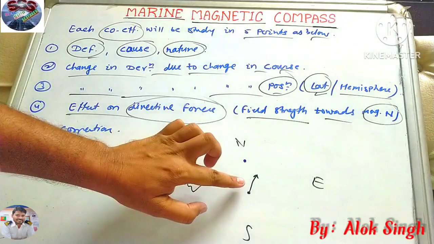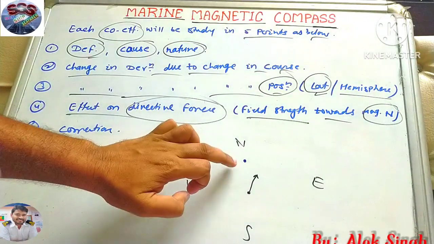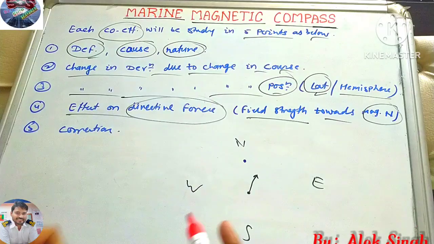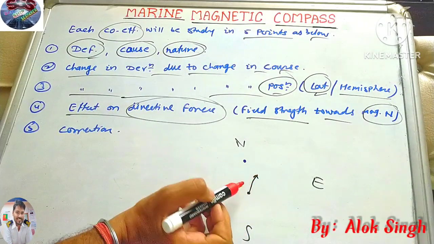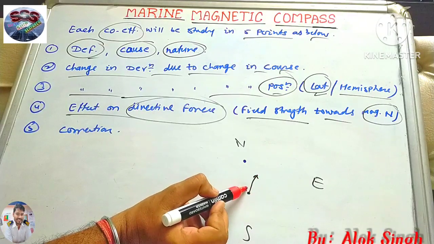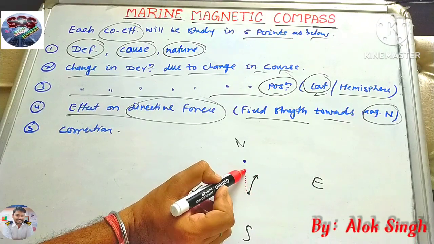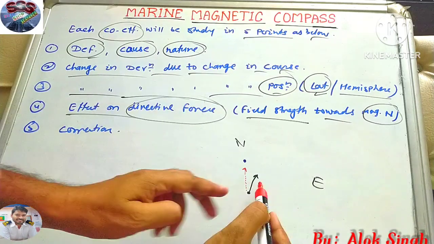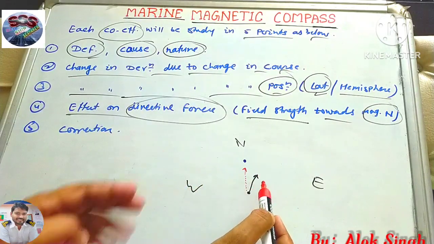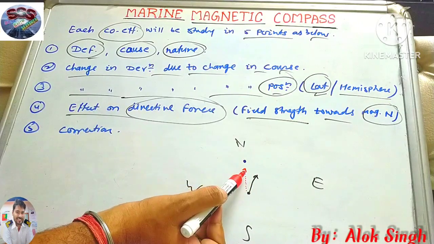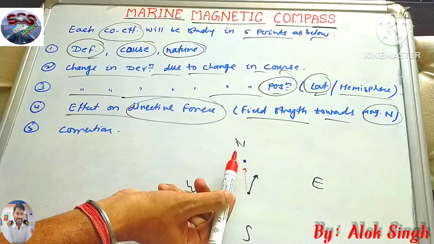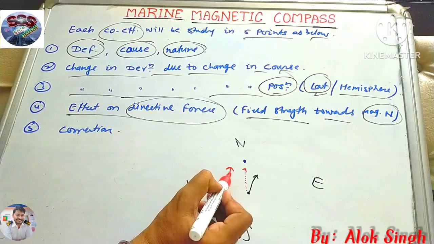Now suppose because of this blue pole, and as I have already told you, we will study for the red pole of that, this blue pole will attract this red, and the new direction of this force will be somewhere here. Earlier it was a little bit easterly, but now it is coming towards the north. So your field extent is increasing towards the north, so the directive force is increasing here.